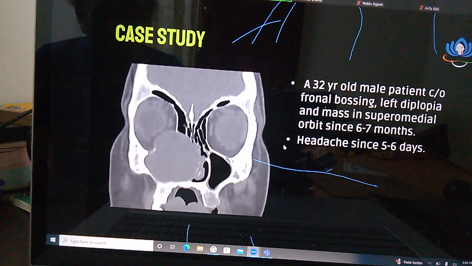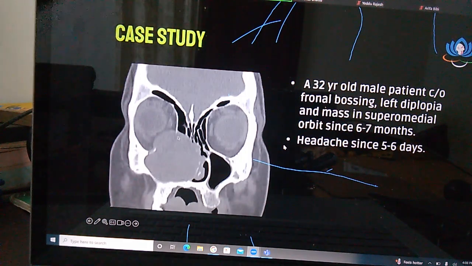Here, a 32-year-old male patient complains of, it's not frontal bossing, cheek bossing was there. This was actually a different history. In this patient, there was no frontal bossing. He came with a swelling over the cheek and had hemifacial pain. Okay, on examination, what he had was this isodense mass. And peripherally you can see a thin rim of bone around it. Okay, here if you see carefully, this is the isodense mass.